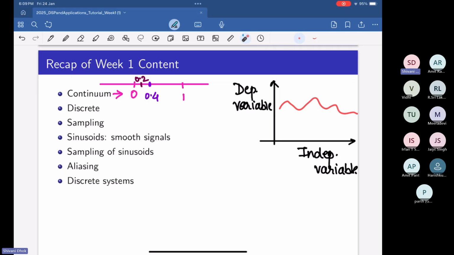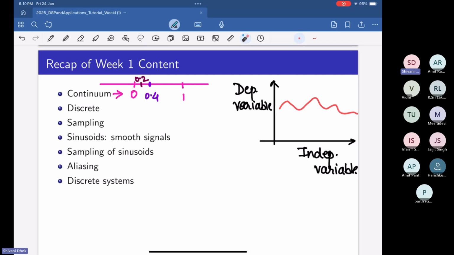All the naturally occurring signals have a continuous dependent variable and a continuous independent variable. When I'm speaking, there is no notion of discretization of time and my amplitude. So naturally, my voice has a continuous nature in amplitude as well as a continuous nature along the time axis.